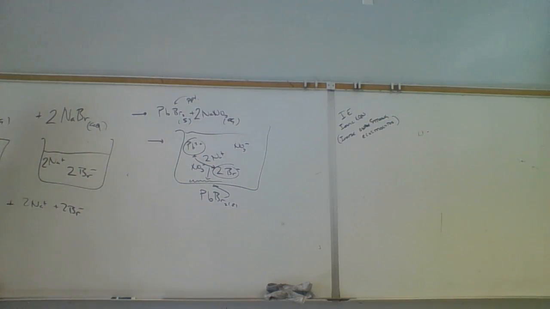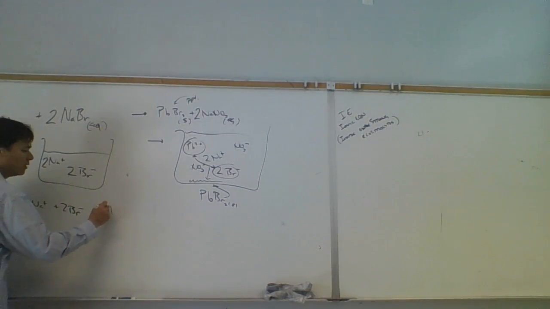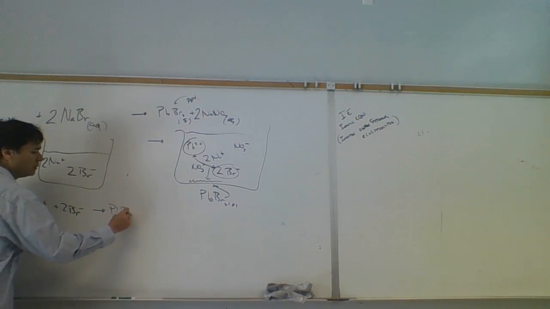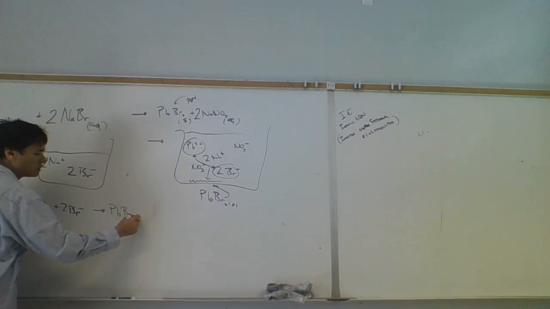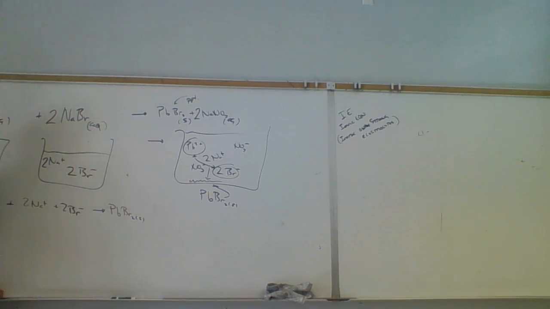Is lead bromide a strong electrolyte? Well, we ask ourselves, is it a strong acid? No. Is it a strong base? No. Is it a soluble salt? No. Therefore, it's not strong. If it's not a strong electrolyte, leave it alone. So this is going to come out as PbBr2 solid.